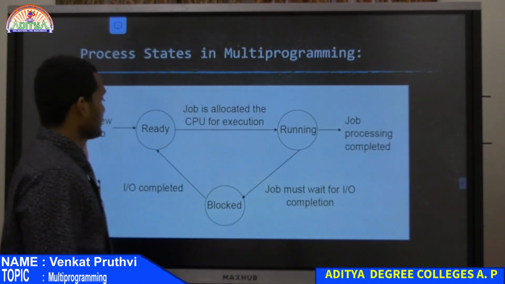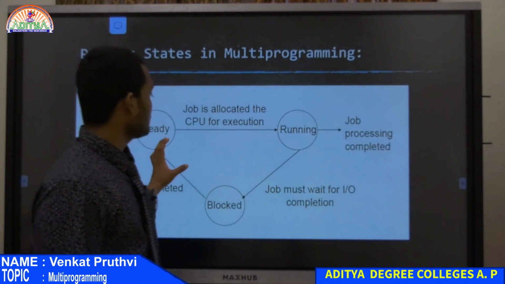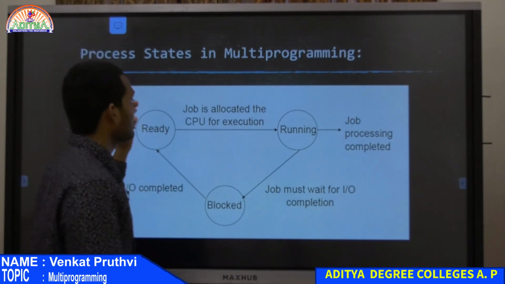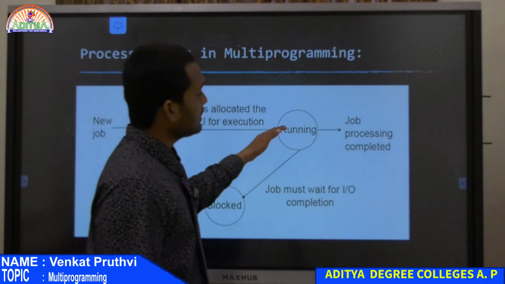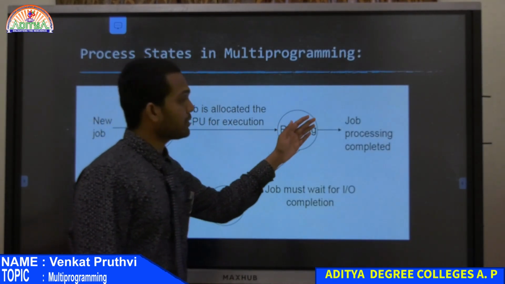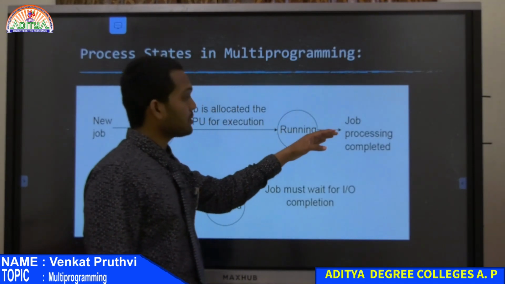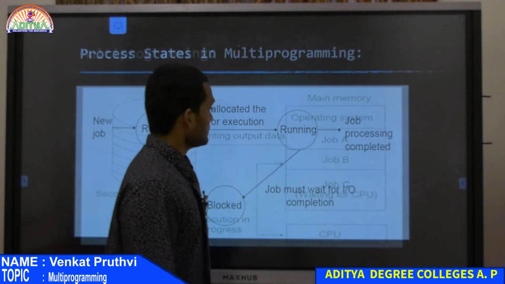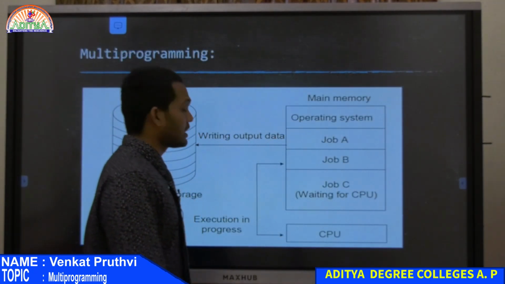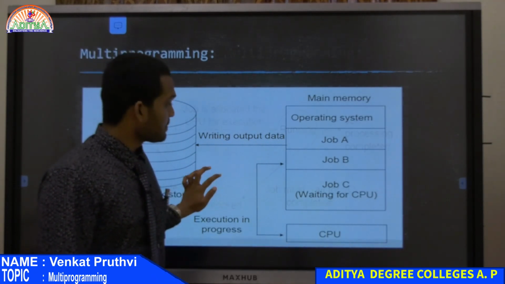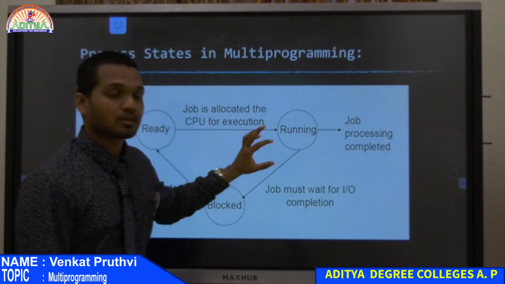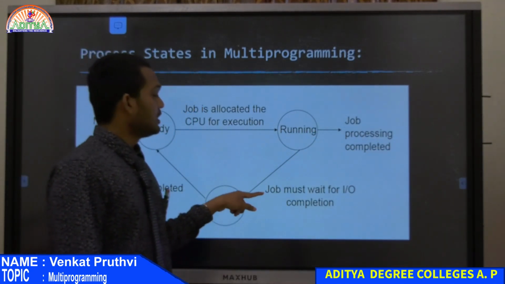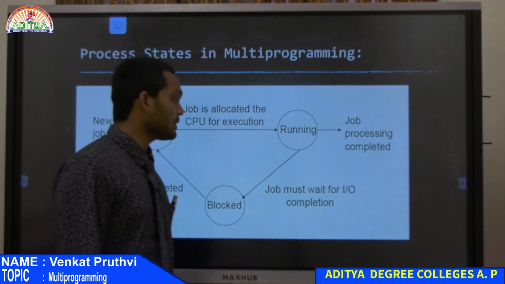If you see this scenario, there is a new job that is ready, and that job is ready to get executed. The job is allocated to the CPU for execution, then it is running. Running means it is processing the job, and then the job processing is completed. In a case like job A, where it requires secondary storage access, the same way if this job also requires some access, then it won't complete the job. Instead, the job must wait for the input output operation to be completed.